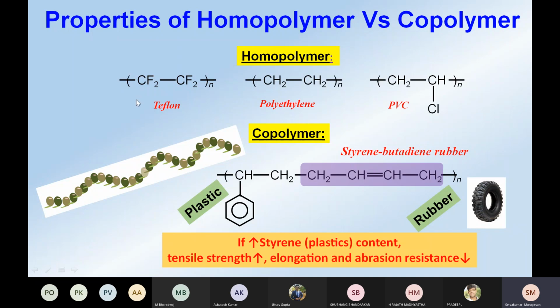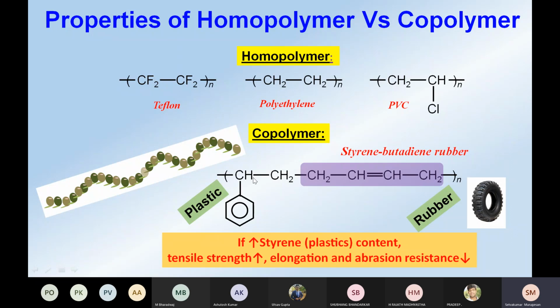Okay. So these are some typical examples of homopolymers: Teflon, I mean polytetrafluoroethylene, and polythene and polyvinyl chloride. If you see the properties of a homopolymer, they depend on a single monomer, like either ethylene or, in the case of Teflon, tetrafluoroethylene, and if you see the PVC, it depends on the vinyl chloride, etc.